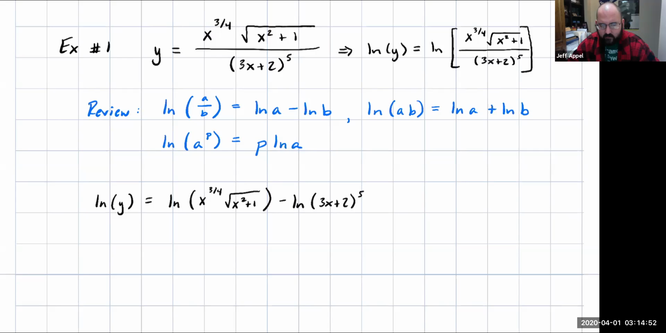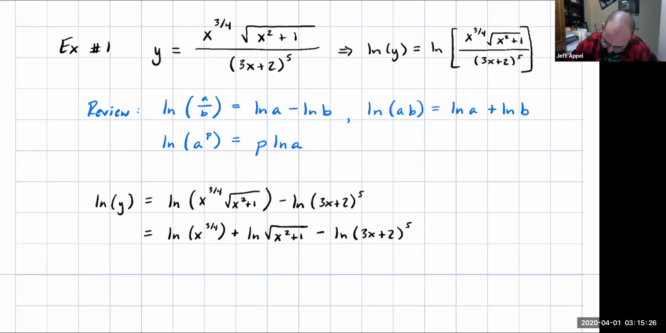Now we can go further with this. If you look at the first natural log that we wrote, notice it's x to the 3/4 times this square root. And so that's a product. So that's like the second property I wrote down, and we can split that one up using addition. So this would become the natural log of x to the 3/4 power plus the natural log of the square root of x squared plus 1, and then minus the natural log of 3x plus 2, all raised to the 5th power. Okay, so that right there alone is pretty helpful in setting this thing up to differentiate.